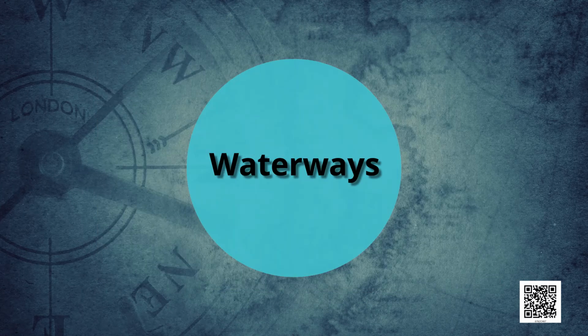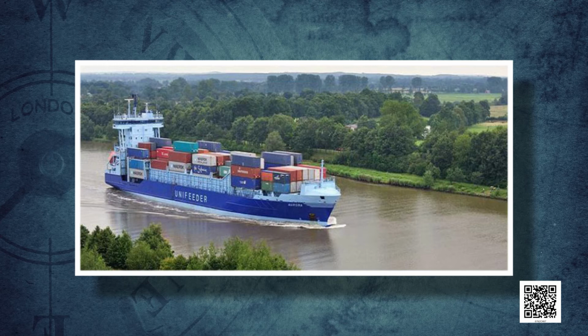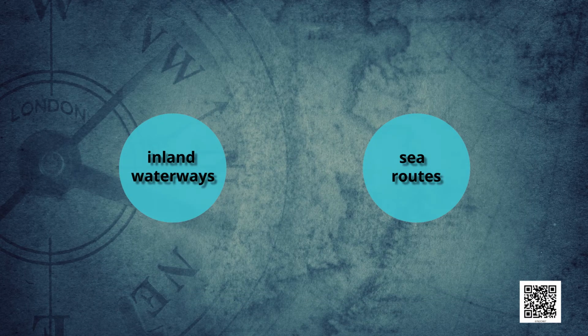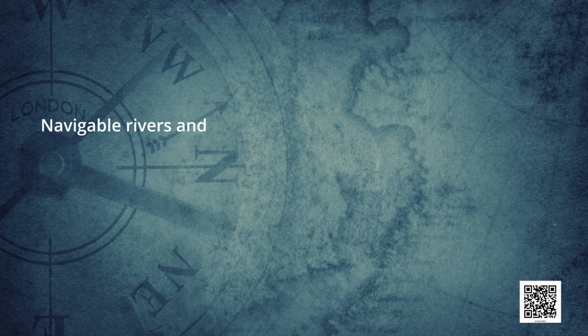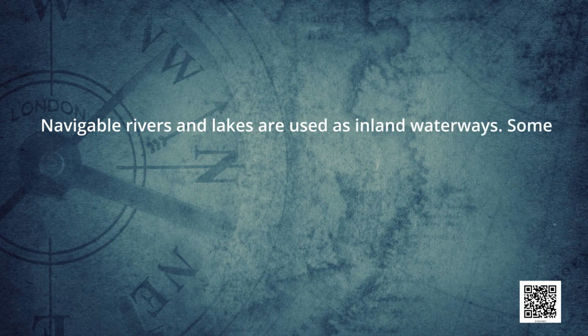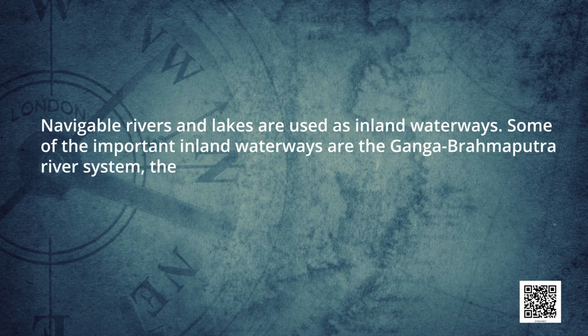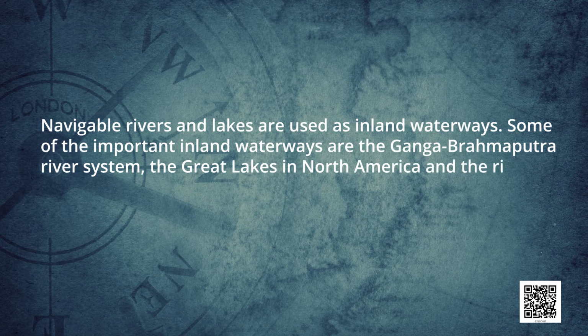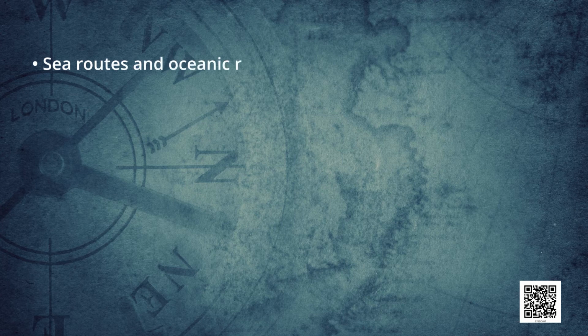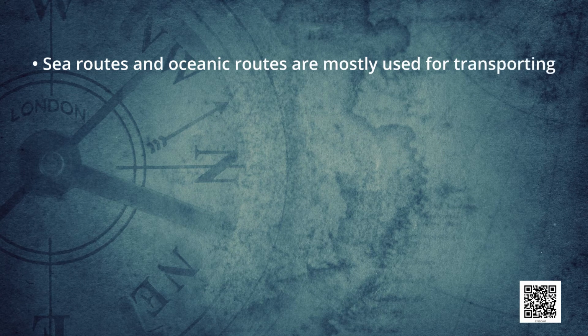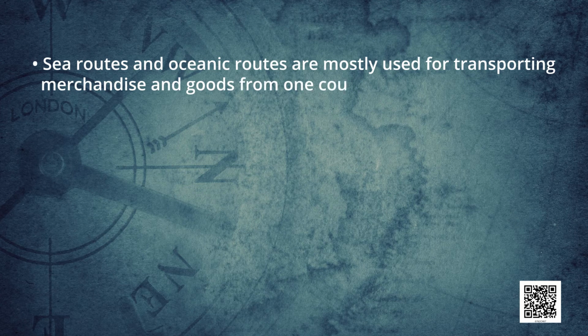Now let's talk about waterways. Waterways are the cheapest for carrying heavy and bulky goods over long distances. They are mainly of two types: inland waterways and sea routes. Navigable rivers and lakes are used as inland waterways. Some of the important inland waterways are Ganga Brahmaputra river system, the Great Lakes in North America, and the River Nile in Africa. Sea routes and oceanic routes are mostly used for transporting merchandise and goods from one country to another. These routes are connected with the ports.